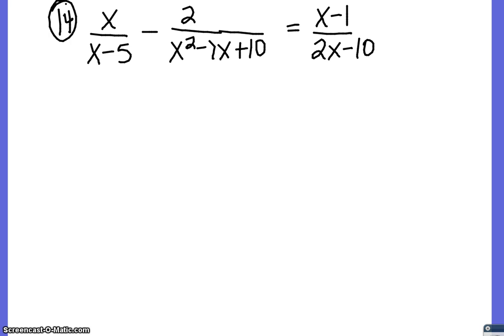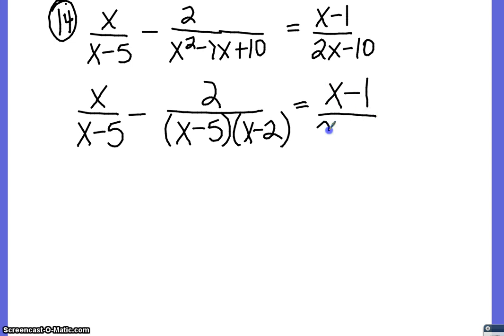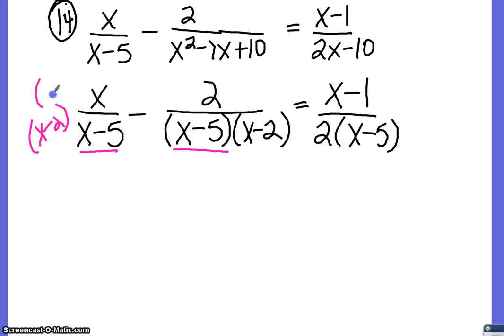Okay, so I'm going to go ahead and factor out these first 2 fractions. Well, the first fraction won't factor, but I can factor my second fraction into x minus 5 and x minus 2. And I can also factor the denominator on the other side of the equation by factoring out a 2. Okay, so again, we're looking at these first 2 fractions, and I need to find a common denominator. So I have an x minus 5 here and here, but I'm missing an x minus 2 on my first fraction. So remember, whatever I multiply by the bottom, I have to multiply by the top.